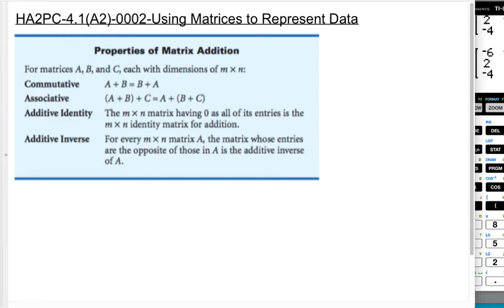All right, this is Honors Algebra 2 Pre-Calc. We're still doing 4.1 in Algebra 2, which is about using matrices to represent data and sort of an intro to matrices. So let's talk about some properties of matrix addition.